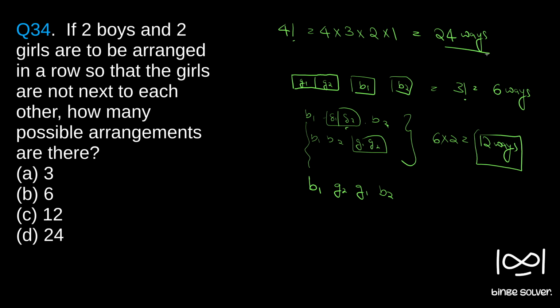So out of 24 ways, if you subtract 24 minus 12, there are 12 arrangements where these girls will not be sitting together, since we subtracted 12 from the total number of cases. This 12 is the number of cases where girls sit together, and 24 is the total number of cases. If you subtract, you get the number of ways where girls do not sit together. So our answer will be C, 12.